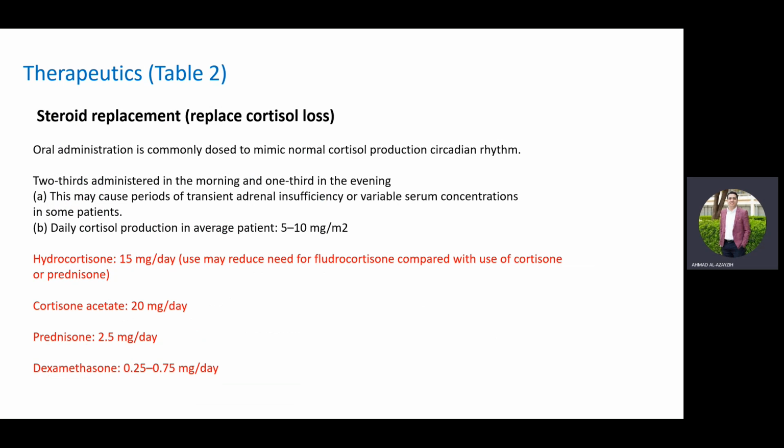What is the management for Addison disease? Replacement for corticosteroid. 2/3 of the dose given in the morning, 1/3 in the evening. Requirement per day up to 10 milligram per meter square. So if we talk about, for example, prednisolone, 2.5 milligram per day as a steroid replacement, and depending on the potency of each corticosteroid, you give the dose based on that.